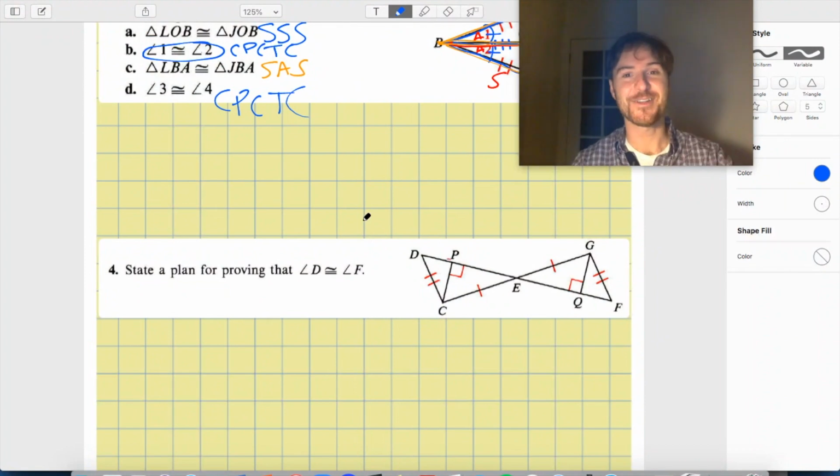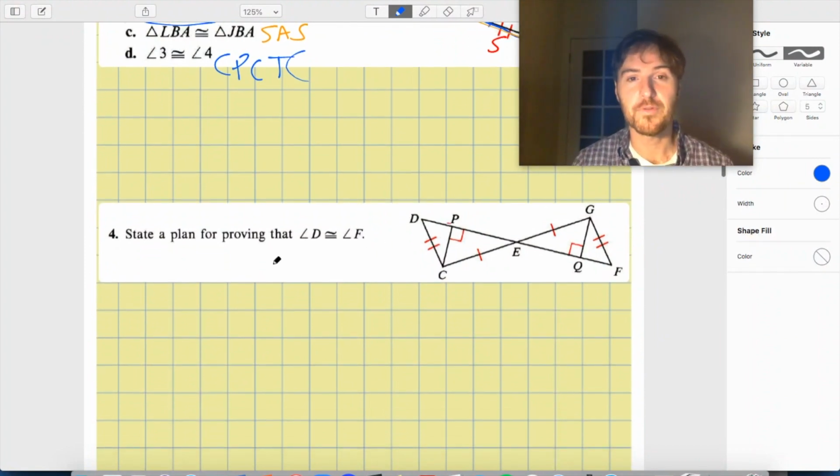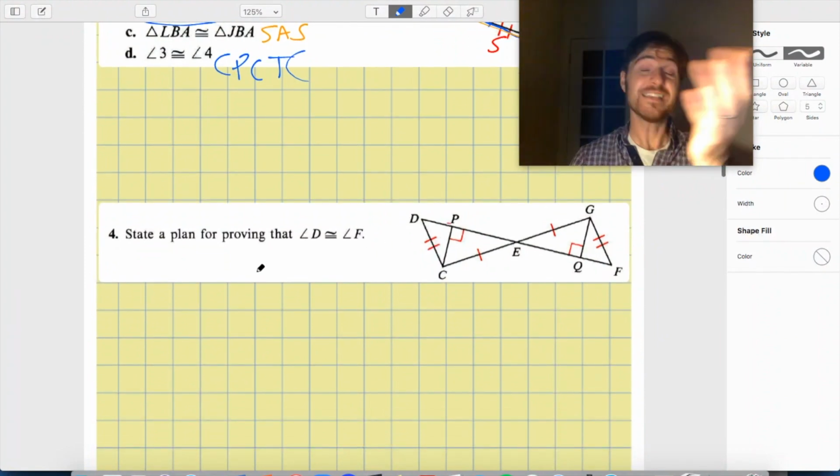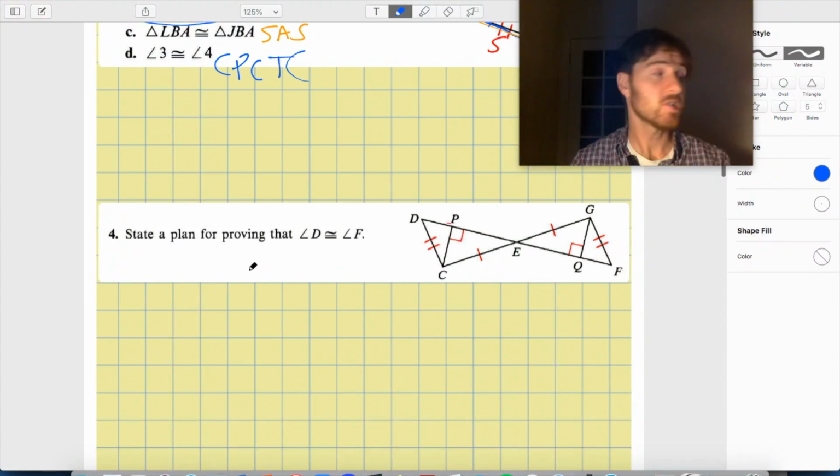All right, let's check it out here. State a plan for proving that angle D is congruent to angle F. This is the last classroom exercise. You just got to do, I think, 6 or 7 written exercises after this. Anyways, check it out here. How would I get angle D congruent to angle F?